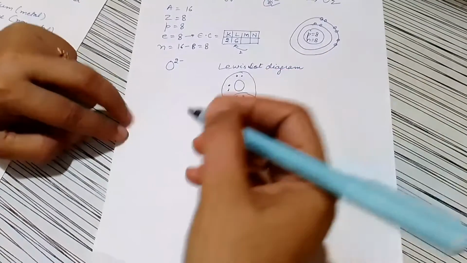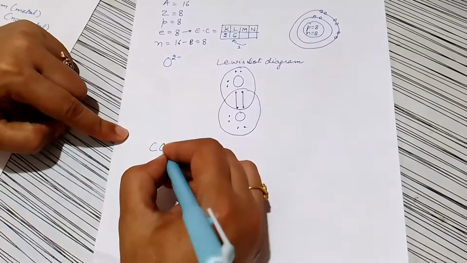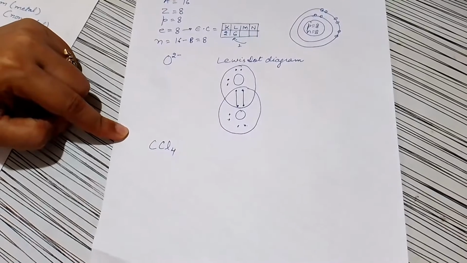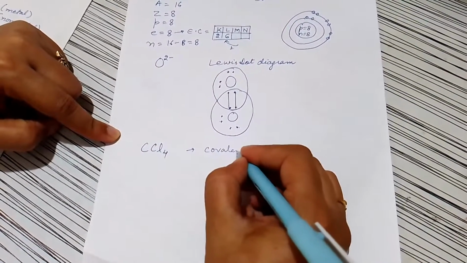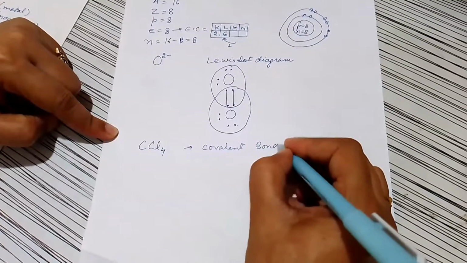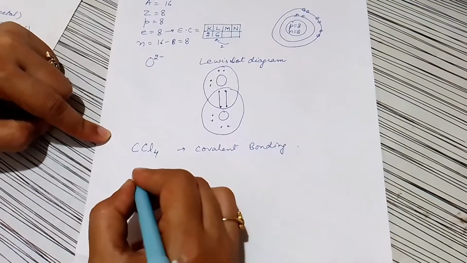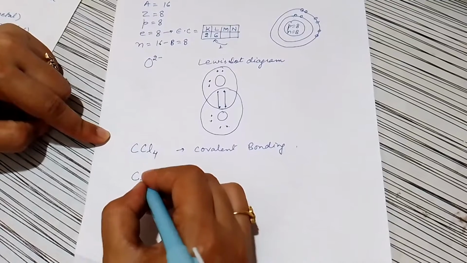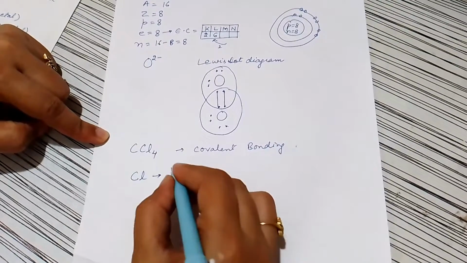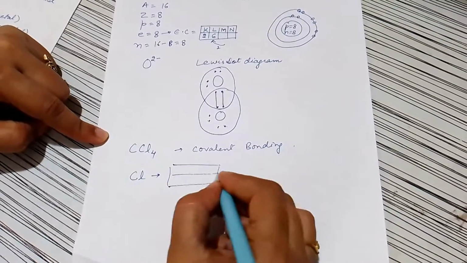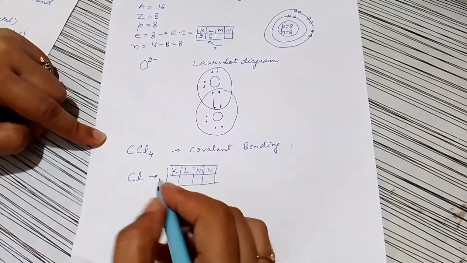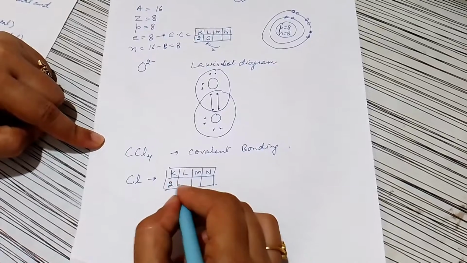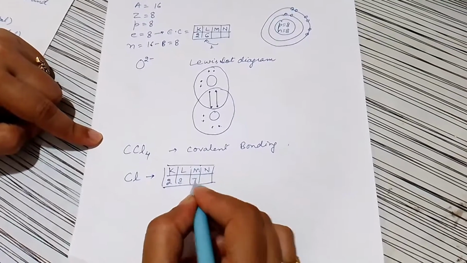I will show you another example, carbon tetrachloride, CCl4. This is also because of covalent bonding. You know about chlorine, we have already done it before. The electronic configuration of chlorine is K, L, M, N: 2, 8, 7. So it needs one more.